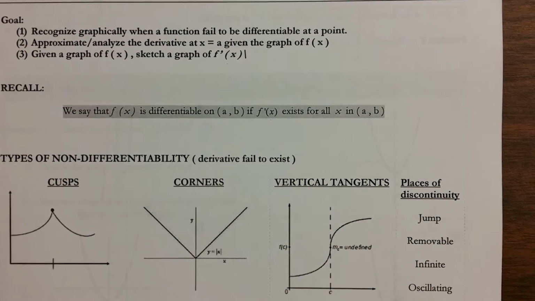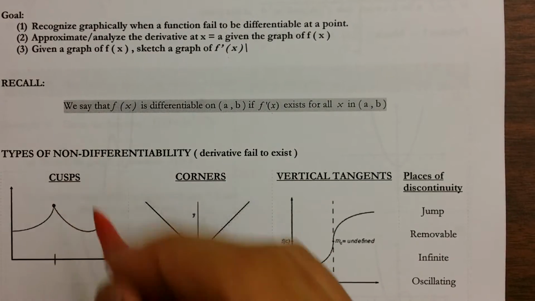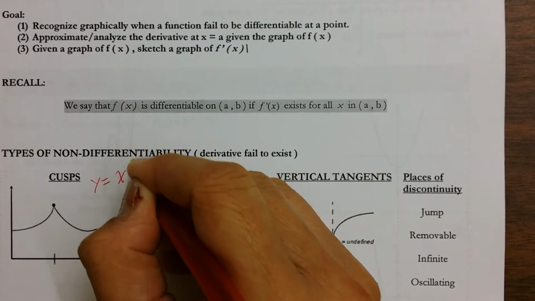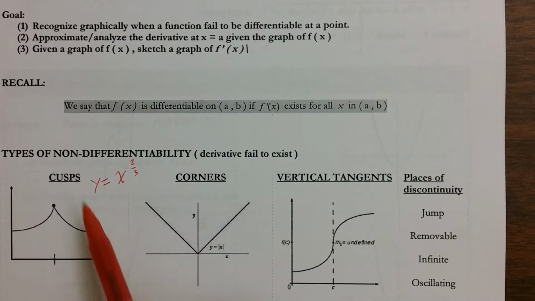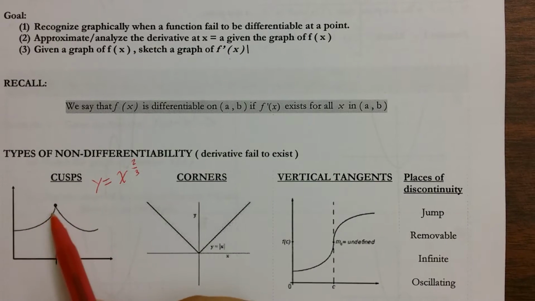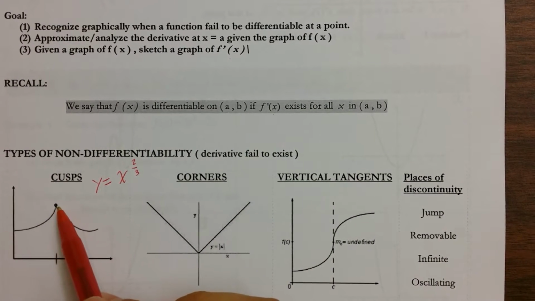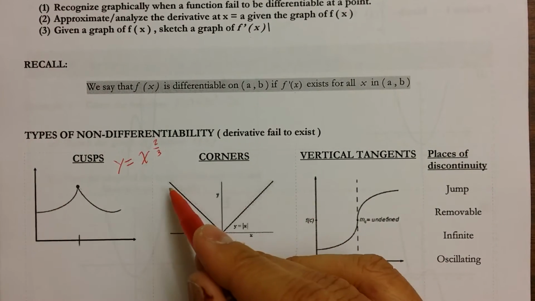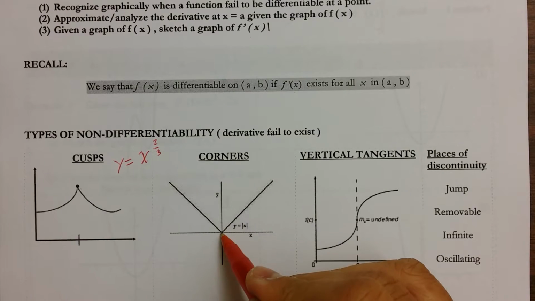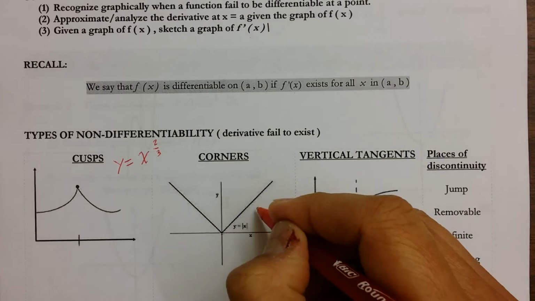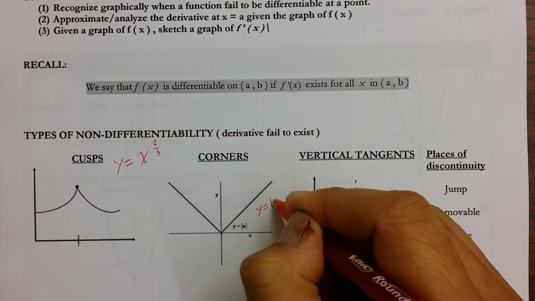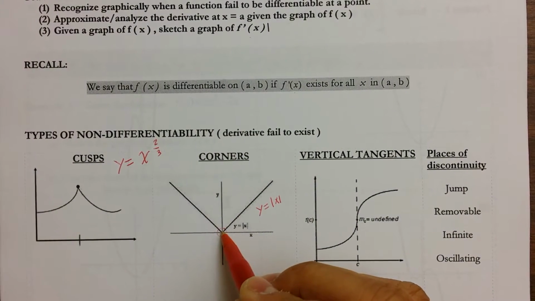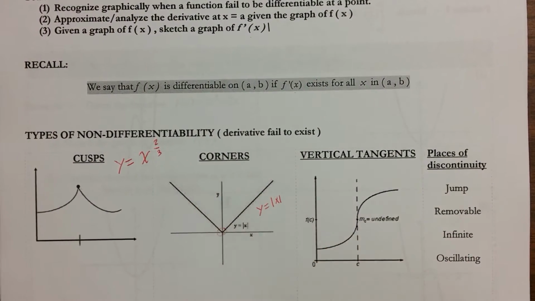One type of function is what we call a cusp, and these are functions that have fractional exponents. That's an example of a cusp. This sharp point does not have a derivative. A more common one is when the function has a corner. Usually the type of function with a corner is the absolute value function. So the derivative will not exist at that point, but it will exist everywhere else.